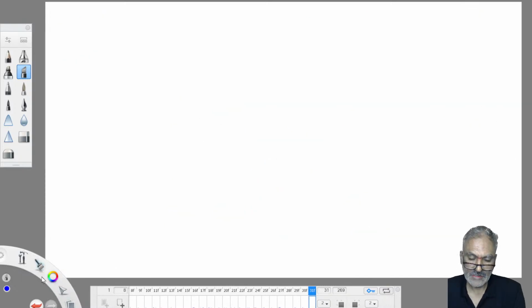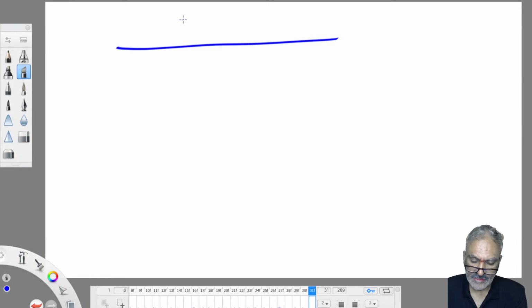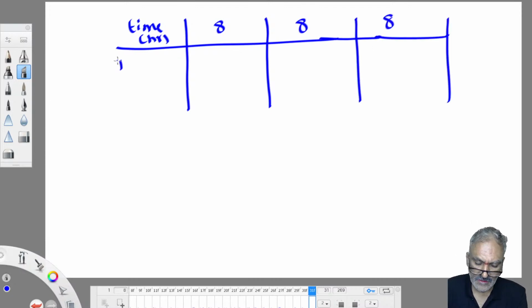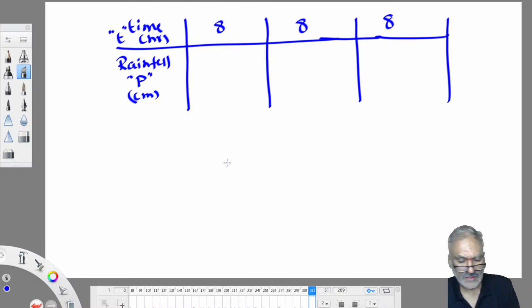So what is given is, he has not given rainfall intensity. He has given rainfall. First 8 hours, successive 8 hours time period. Second 8 hours and third 8 hours. Every 8 hours, rainfall is changing. Rainfall intensity also changing. Rainfall means what? P values. It is given in centimeters. This is time T in hours. Okay?